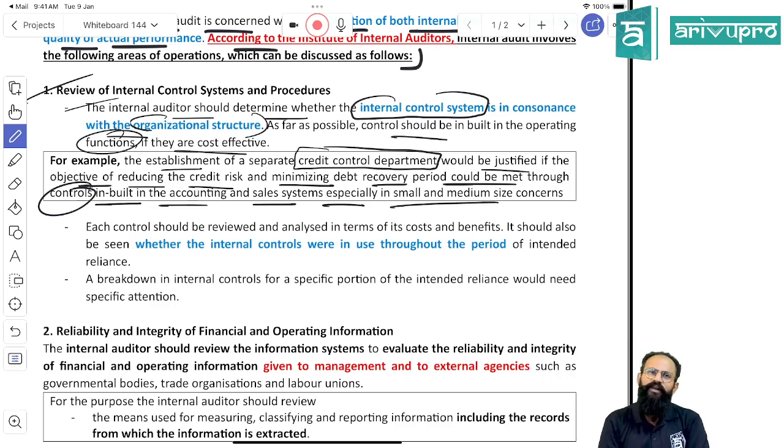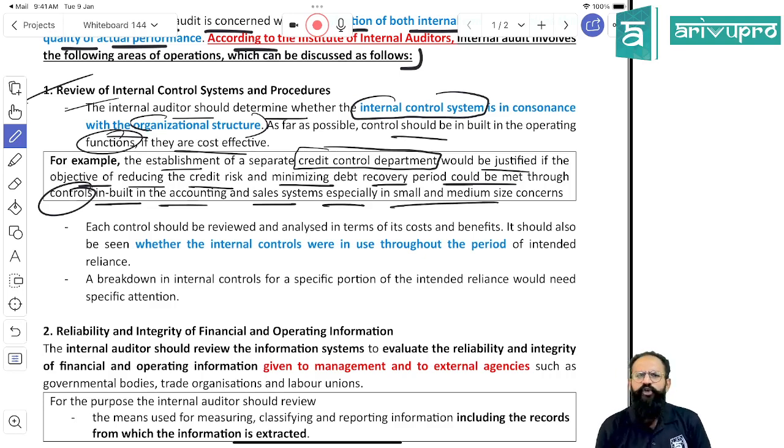So bring in a policy where the person who is accepting the goods is also accountable, and he knows that if I do not pay, for me there is no way out. Instead of having it as a separate team.